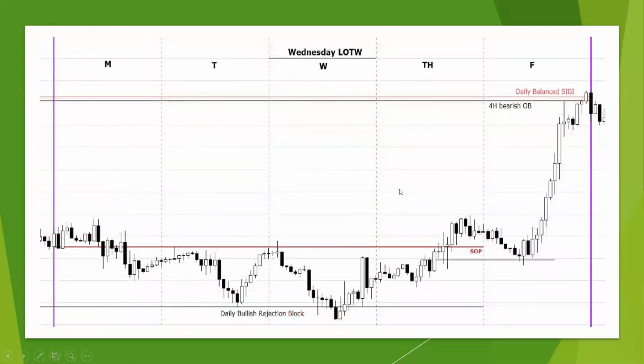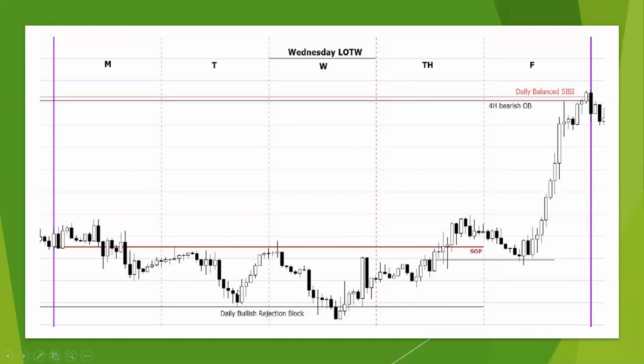Look at the next one. Wednesday low of the week. Here's another example, right? We see price trade here, consolidate, and trade below Sunday opening price. Now remember, using Sunday opening price in its theory, we're expecting this to be generally a good area of support or resistance. Price trades down. Notice how price cannot break back above this Sunday opening price.